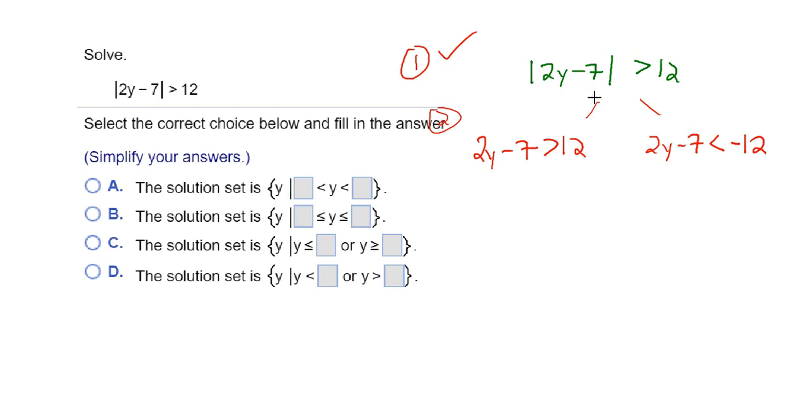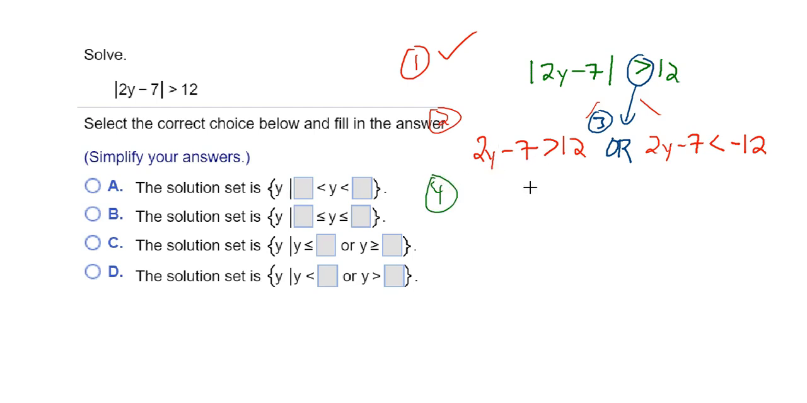Step 3, we have to decide if this is an and or an or. This time, because we started off with a greater than, this is going to be an or. If it was a less than, it would become an and. And then step 4 is to solve this compound inequality.